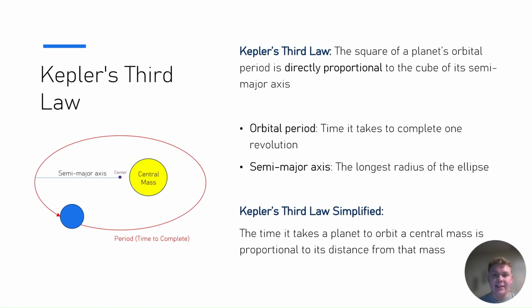Kepler's third law states that the square of a planet's orbital period is directly proportional to the cube of its semi-major axis. An orbital period is the time it takes a planet to complete one full revolution along an orbital path. And the semi-major axis is the longest radius of the ellipse from the center to the orbital path. With these understandings in mind, Kepler's third law can be simplified to indicate that the time it takes a planet to orbit a central mass is proportional to the planet's distance from that mass.